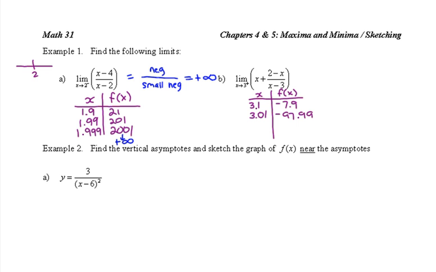You should always do the test for both sides, because you can have one side going positive. Yeah, exactly. Bingo. So that would equal negative infinity.